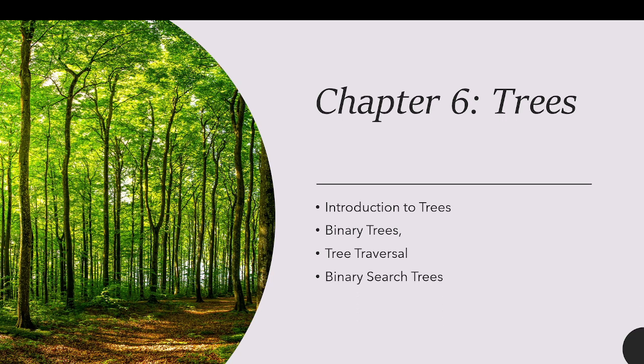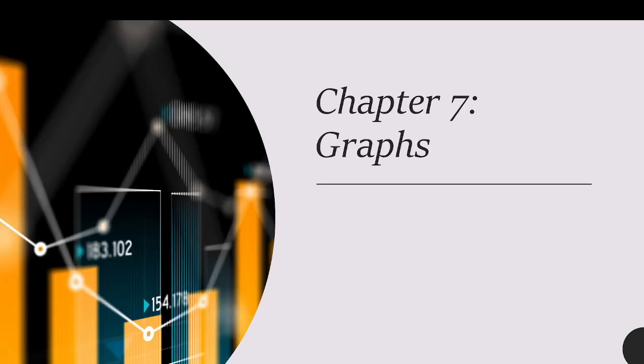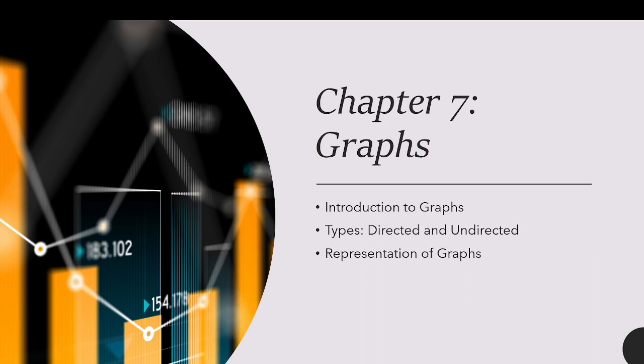And finally, the most famous and the most flexible tree, that is binary search trees. We will understand the various operations that could be performed on BSTs, that is binary search trees. The next chapter is graphs, where we will study the various terminologies, the types and classification of graphs. Then we will understand the various representations of graphs by using adjacency matrix, adjacency list, and incidence matrix.